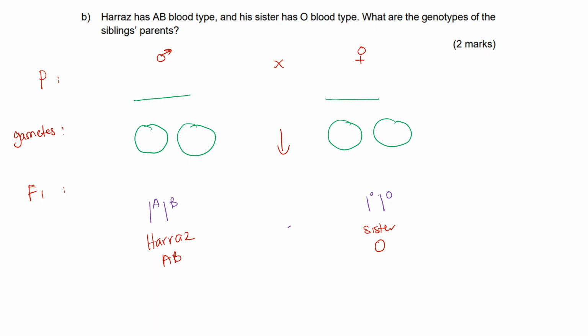Question B says Haras has AB blood type and his sister has O blood type. So what are the genotypes of the sibling's parents? You have to determine the genotype of the parents. To make it easier, draw the cross of the parental generation and the offspring F1 generation, which produces Haras and his sister.